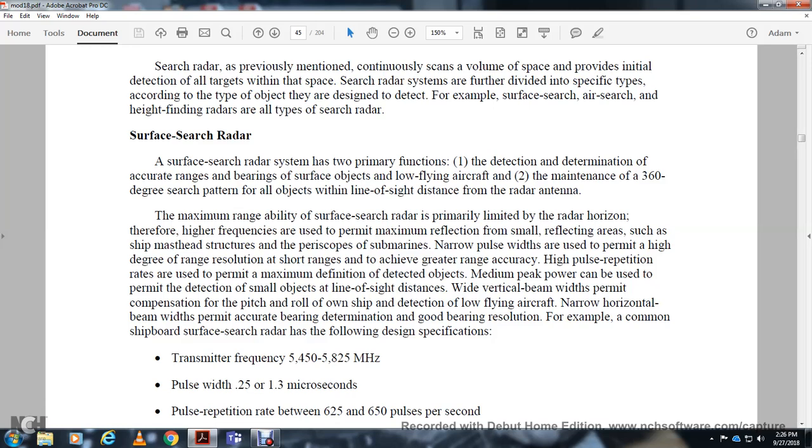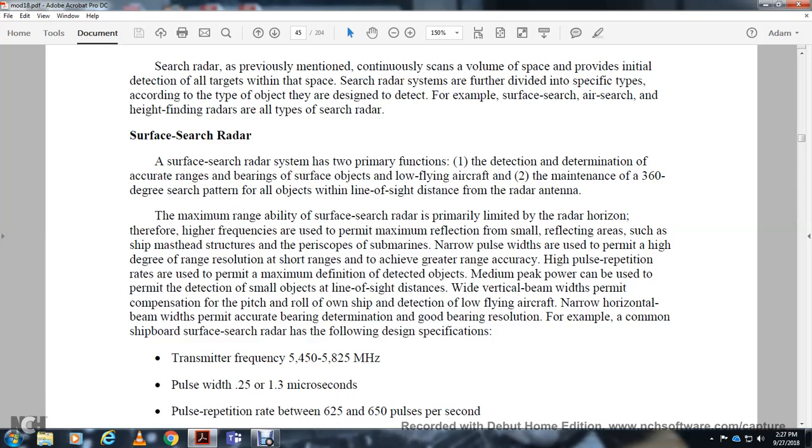Maximum range capability of the surface search radar is primarily limited by the radar horizon. A higher frequency permits maximum reflection from small reflecting areas such as a ship's mast head or the periscope of a submarine. A narrow pulse width permits a higher degree of resolution at short range and achieves greater range accuracy. A high pulse repetition rate permits maximum definition of the detected object. Medium peak power can be used, as it permits detection of a small object within line of sight. A wide vertical beam permits compensation for own ship's pitch and roll and detection of low-flying aircraft.